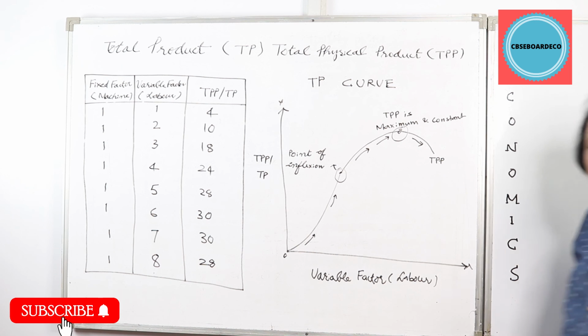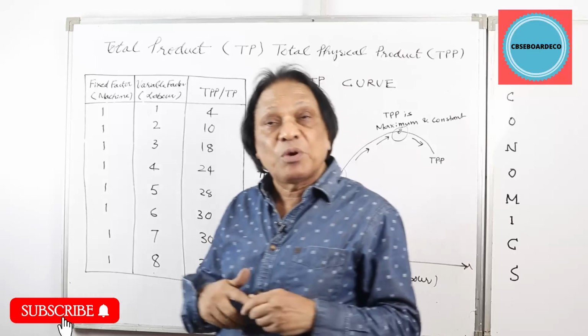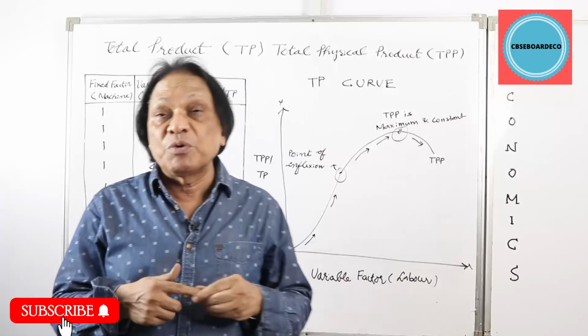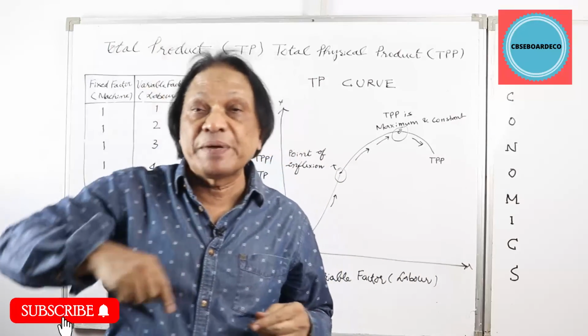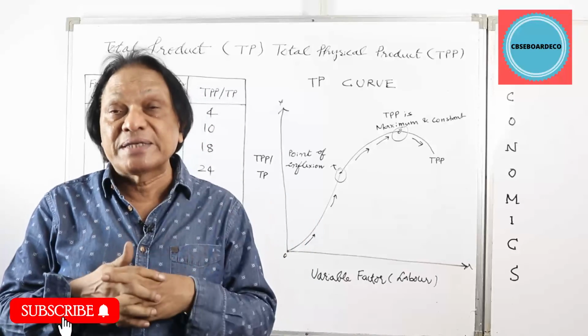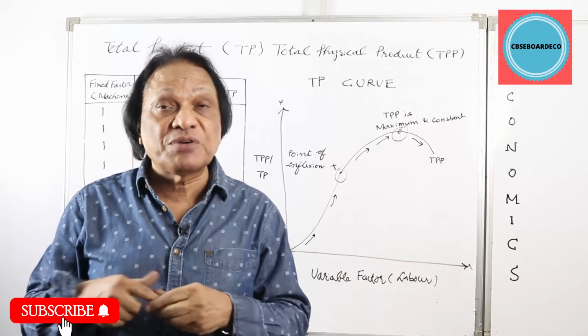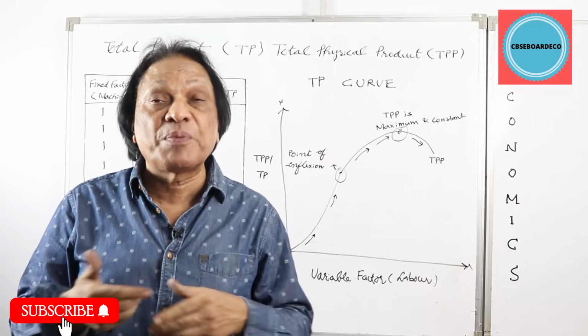But keep one thing in mind, TPP can never be zero, TPP can never be negative. That's why the TPP curve never touches the OX axis. I'm sure you must have followed it, total physical product.